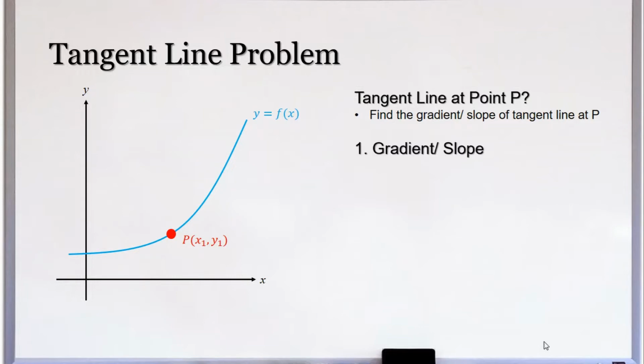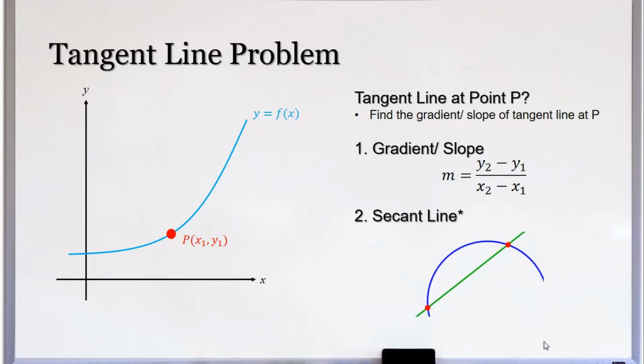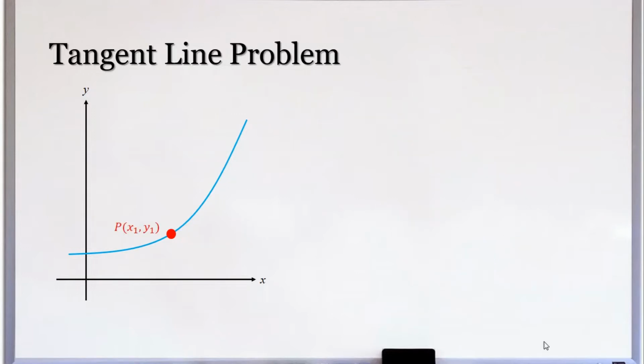Number one is the gradient or slope that we learned in coordinate geometry, and is defined as (y2 minus y1) over (x2 minus x1). The second concept is the secant line. In this case, it is just a line that passes through 2 points on the same function curve. To draw a secant line on this graph of f(x), we just have to plot another point Q with coordinate (x2, y2). From point P to Q, we just connect it and this will be our secant line for the graph f(x).